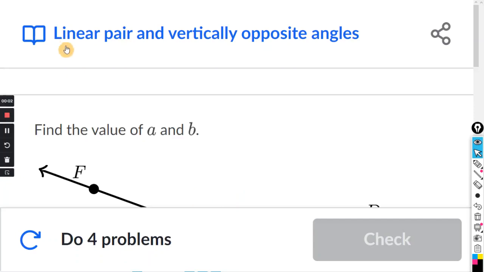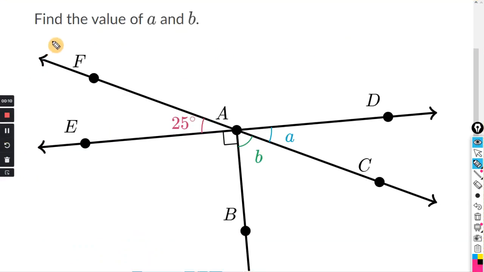This will be for the exercise on linear pairs and vertically opposite angles. Okay, for the first problem, they want us to find the value of a and b. So lowercase a and lowercase b look like angle measurements. All right, let's see.